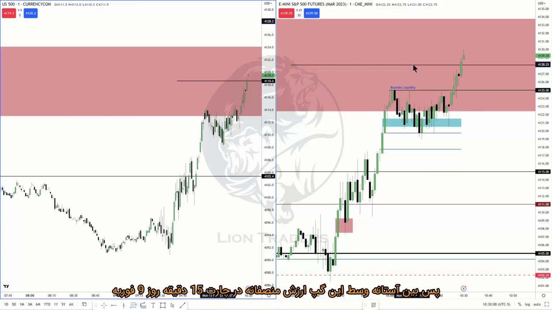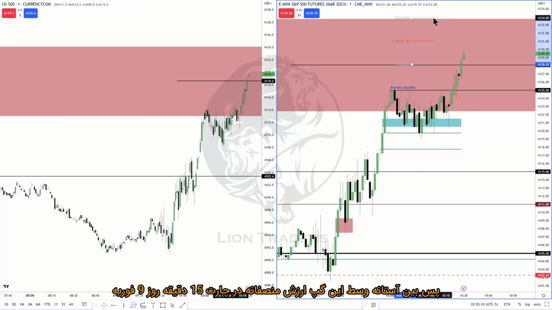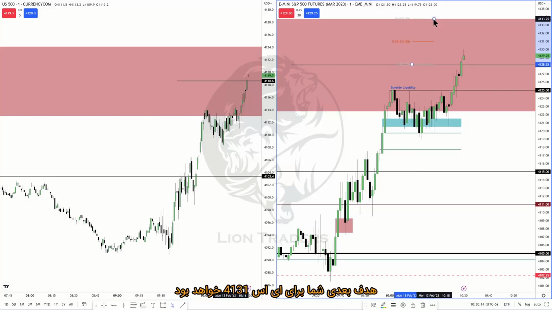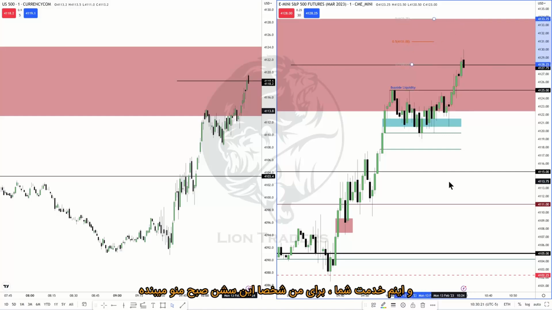So between consequent encroachment of the fair value gap on the 50-minute time frame on February 9th, your next objective for ES would be 41.31 even, and then there you go. For me personally, this would close my morning session. I would be done. I would close my trades. I would square everything, and I would relax the rest of the day.